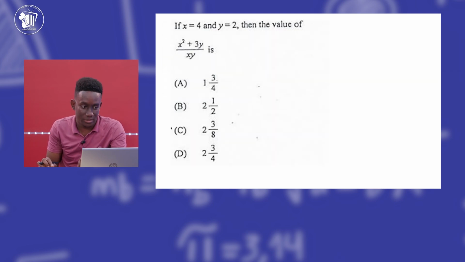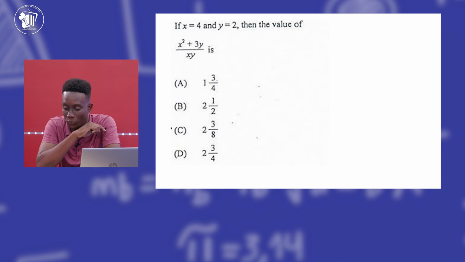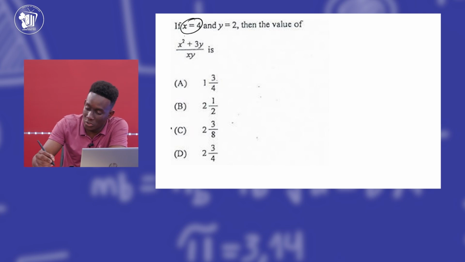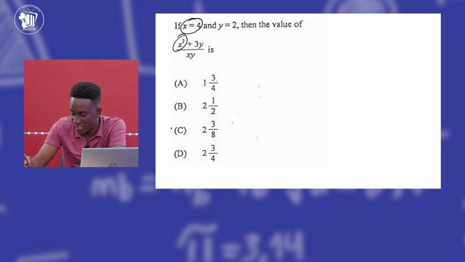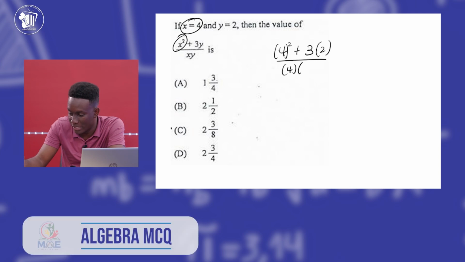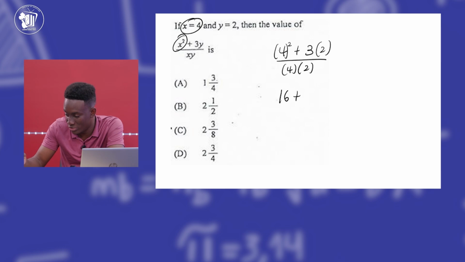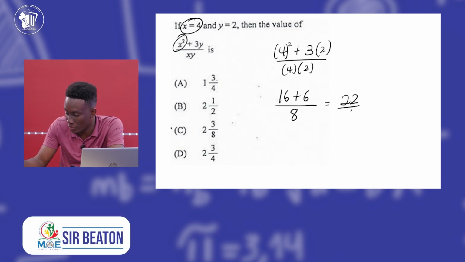So the next question says, if X is equal to 4 and Y is equal to 2, then the value of X squared plus 3Y, all divided by XY, is. So we see X is 4, so we'll replace X with 4. So instead of X squared, we'll have 4 squared plus 3 multiplied by Y, which is 2, all divided by XY, which is 4 multiplied by Y, which is 2. So 4 squared will be 16, plus 3 times 2 is 6, all divided by 4 times 2 is 8. So this will be 16 plus 6, which gives me 22 over 8.